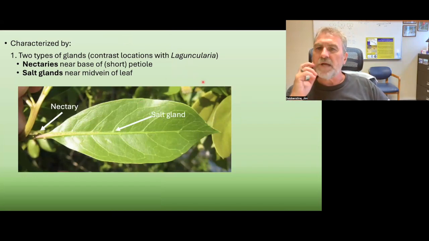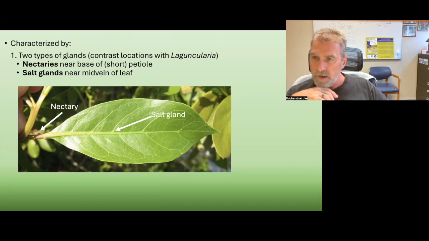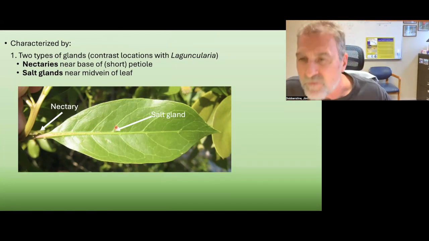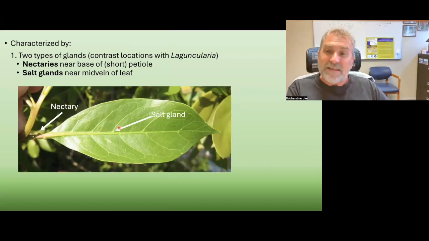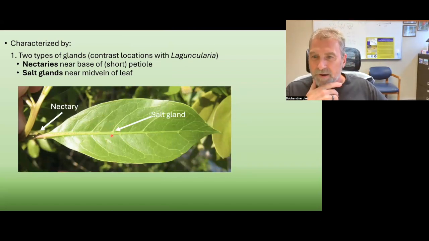So here we've got again two types of glands, but they're in different locations than the white mangrove, right? So here you've got nectaries around the base of what is a short petiole. So here you've got this right here, and then you've got the salt glands that actually occur near the mid vein. So I don't know if you can see that. Here I'm leaning forward like I can't see it. I can see it fine. You can see it. So kind of in this area where my pointer is, and you'll see that here as well. And here's some more.